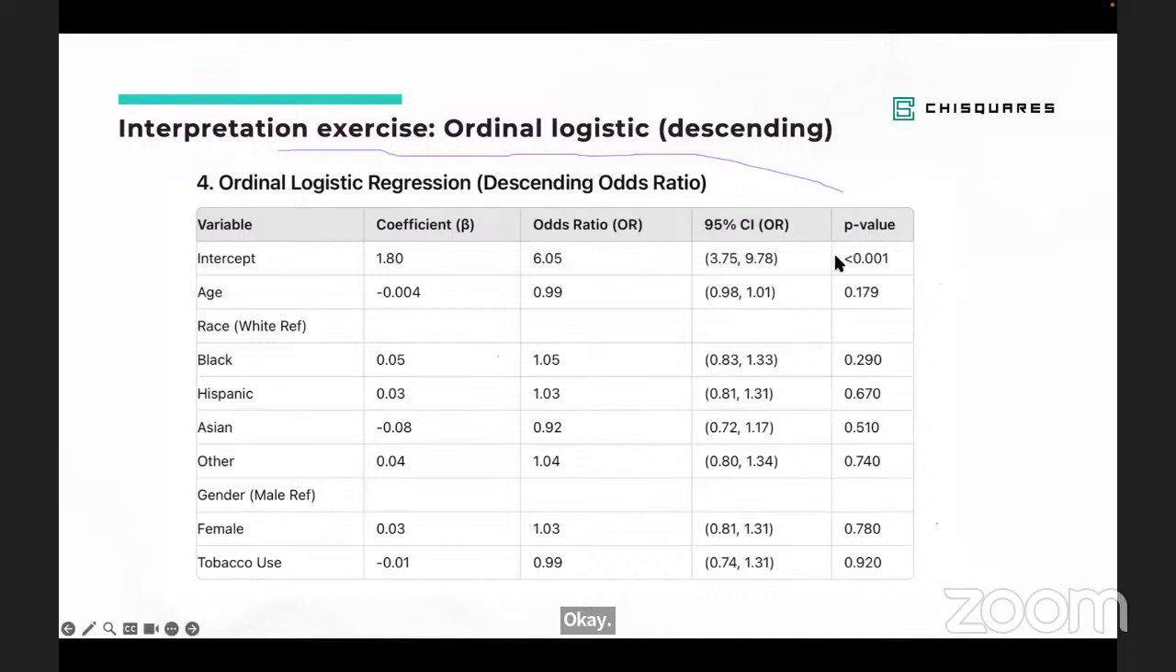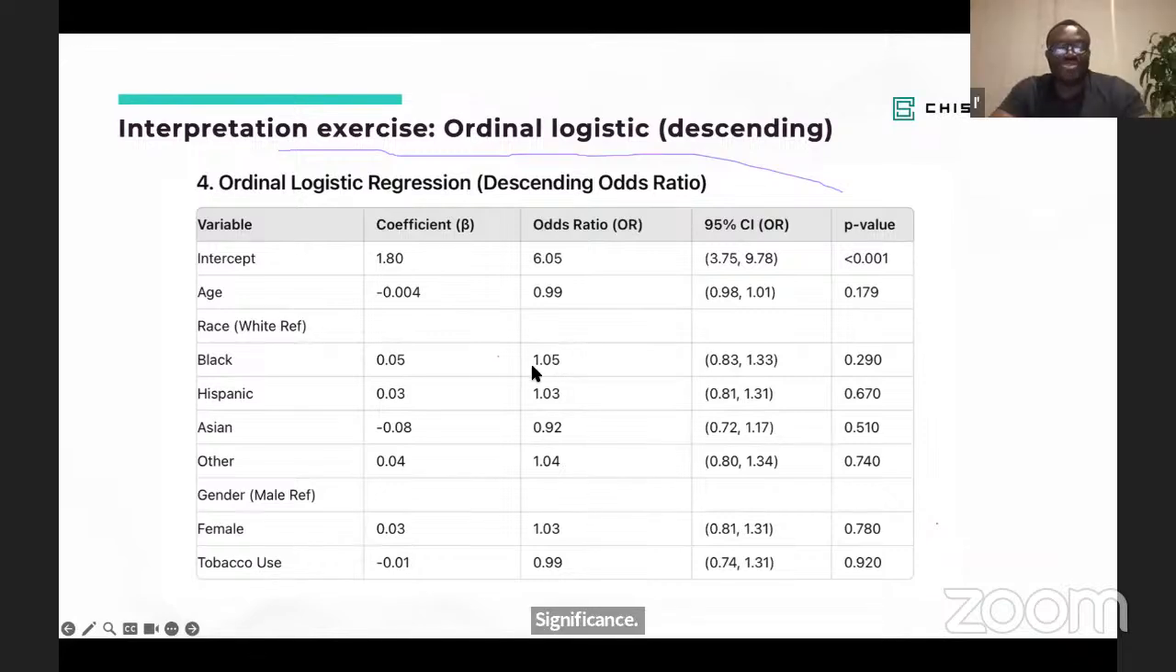So blacks compared to whites have 5% increased odds of reporting probability of reduced favoring tobacco ban, though the statistical significance is not.